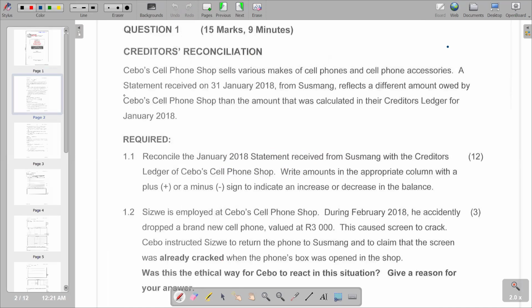Our question reads: Sebo's cell phone shop sells various makes of cell phones and cell phone accessories. The statement from Samsung reflects a different amount owed by Sebo's cell phone shop than the amount calculated in their creditors ledger for January. We are going to reconcile the January 2018 statement received from Samsung with the creditors ledger for Sebo's cell phone shop. Write a minus sign to indicate an increase or decrease in the balance. So we can take note of how we are going to go about our presentation in our answer section. You are also going to have the second part of our question, which is 1.2.